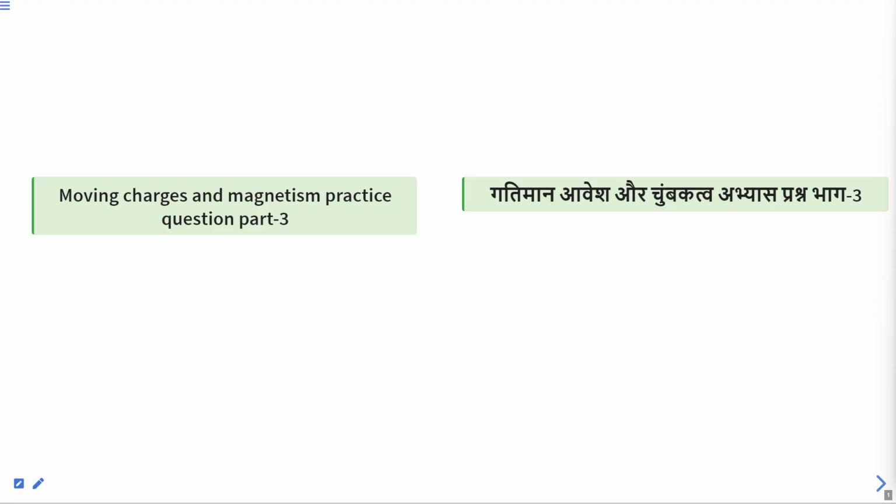Hello students, in today's lecture we will solve some practice questions based on moving charges and magnetism. Part 3.